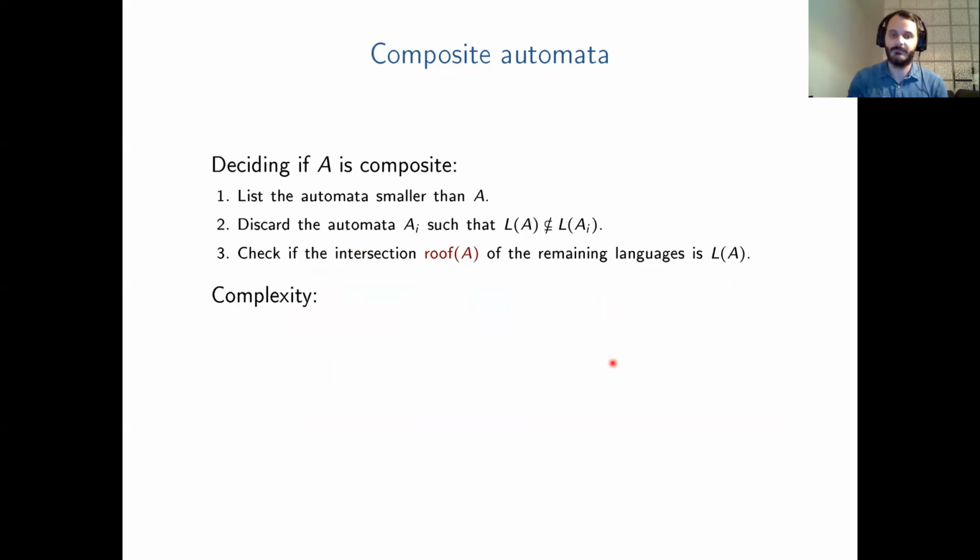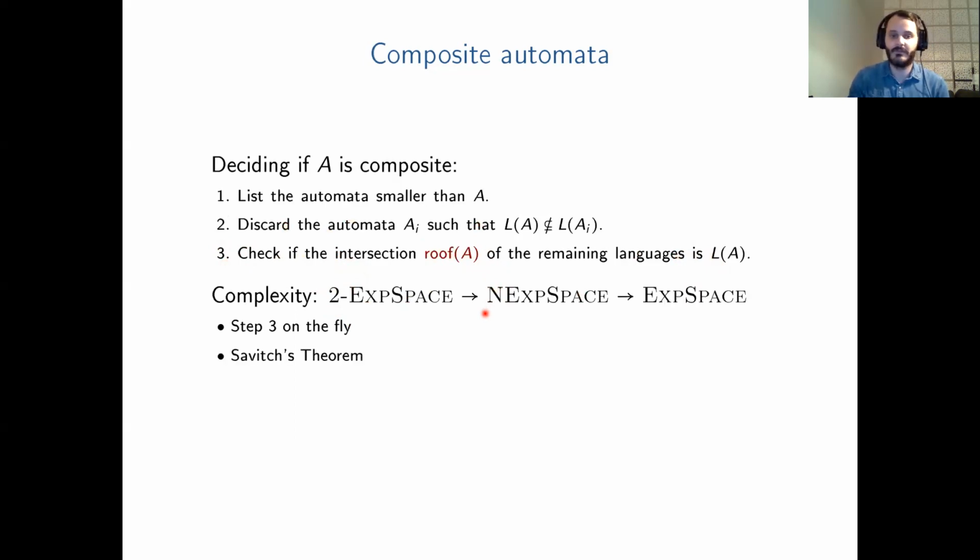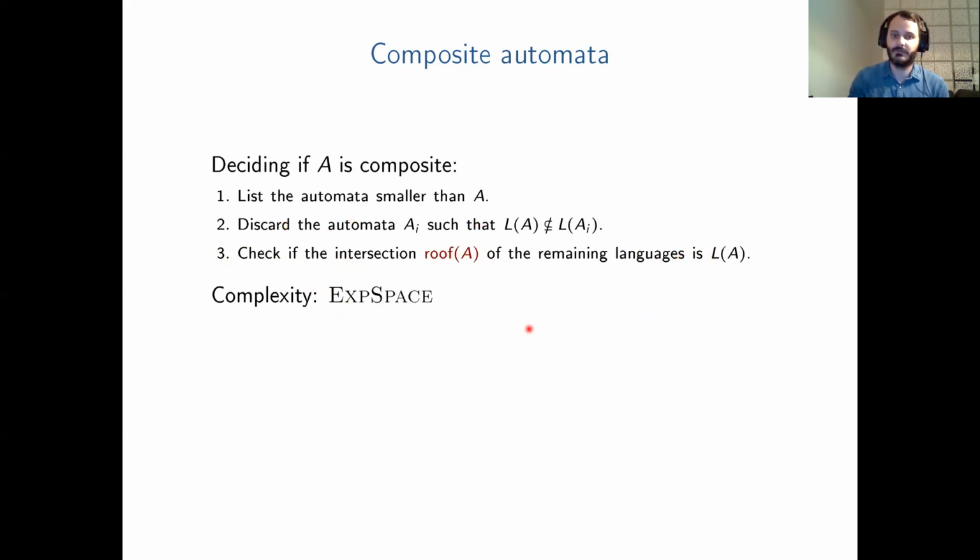What's its complexity? Well, if we build explicitly the automaton that recognizes the roof of A, we need a doubly exponential space because we take the product of exponentially many automata. If we're a bit smarter and do this step, checking the inclusion between the languages, on the fly, we can get rid of one exponential for the price of some non-determinism. And then by applying Savitch's theorem, we can get rid of the non-determinism. So all in all, this algorithm can be done in exponential space.